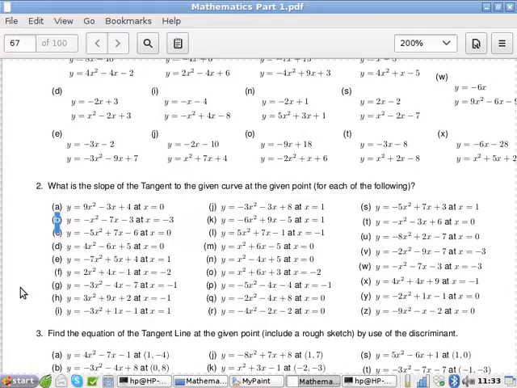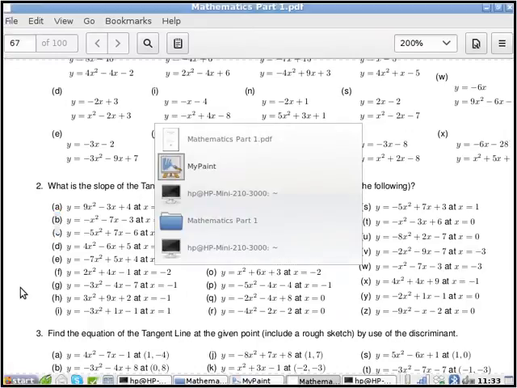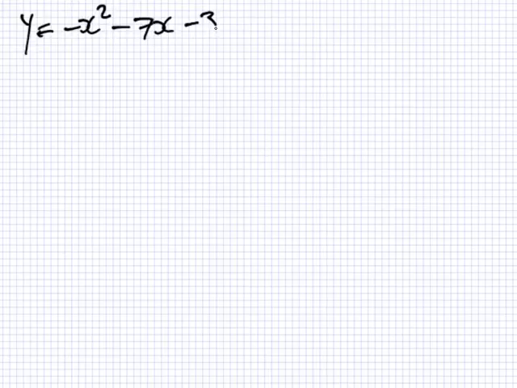Should we just ignore the y equals mx plus c when we solve them for c? No. Can we equate it to 0? Or should that be 0? I'll do it now. Okay. Look up. So we have y equals minus x squared minus 7x minus 3 and y equals mx plus c.